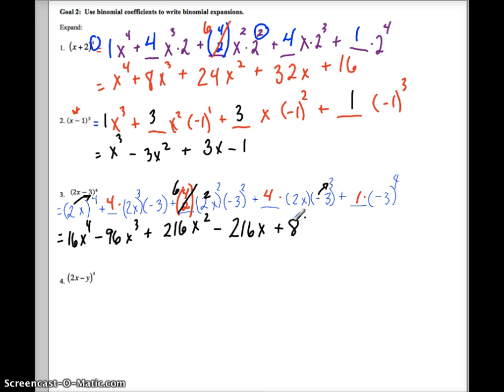which is 81. Okay, so now I want you to take number 4, expand, simplify completely, then come back and check your answer.